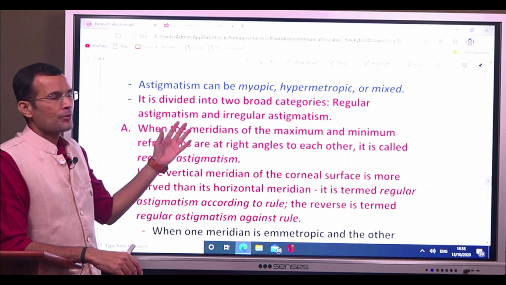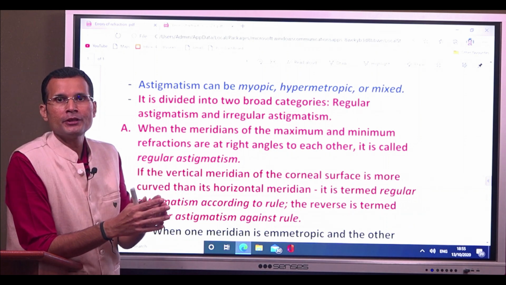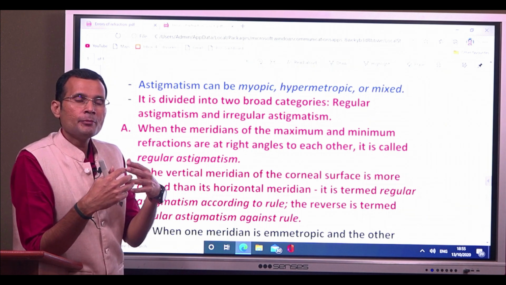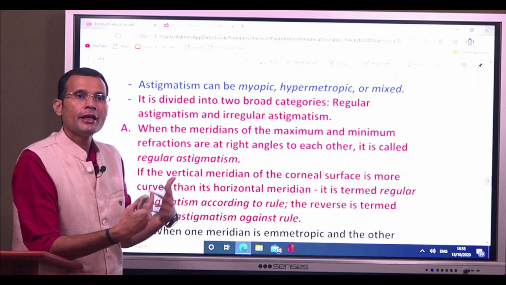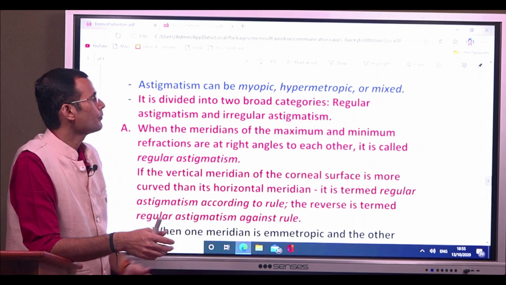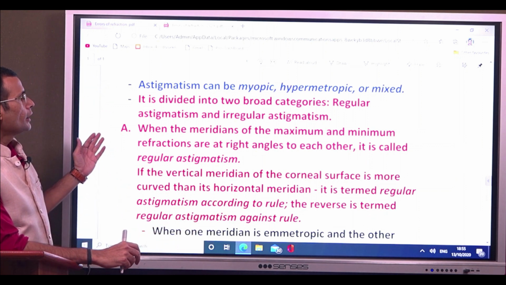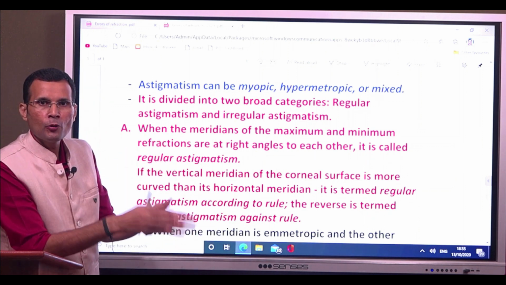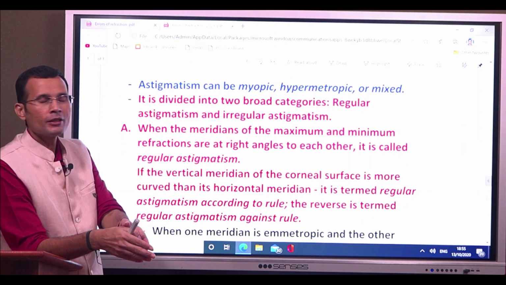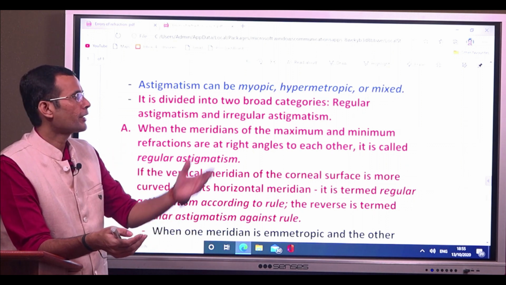Now astigmatism can be myopic, hypermetropic or mixed. Yeah, we have said that refraction does not happen, but then there can be an additional error of refraction along with this. So it can be myopic or it can be hypermetropic a problem, or it can be mixed also.